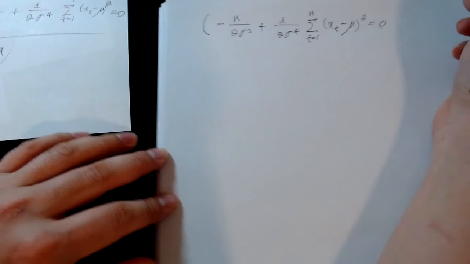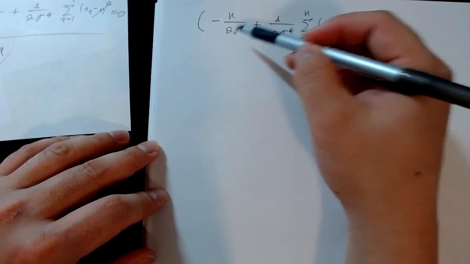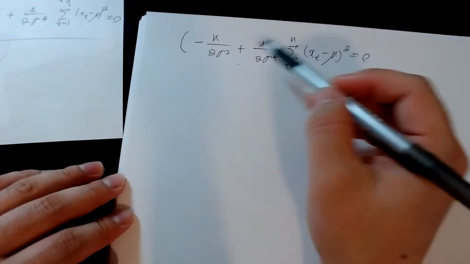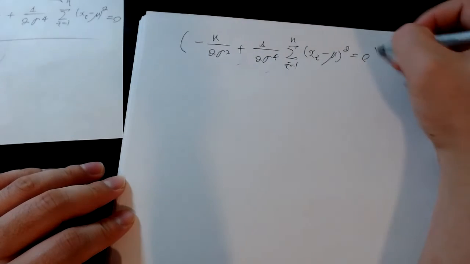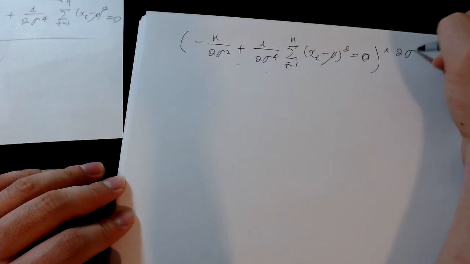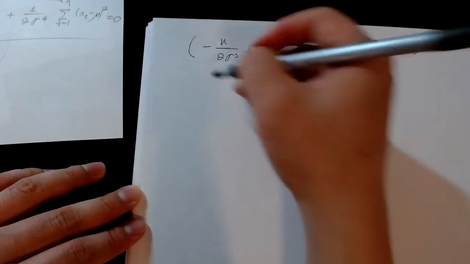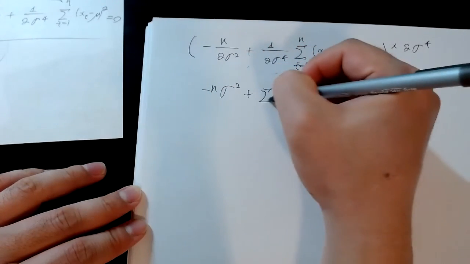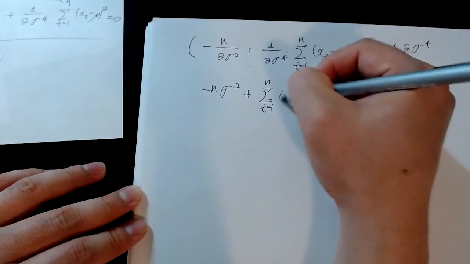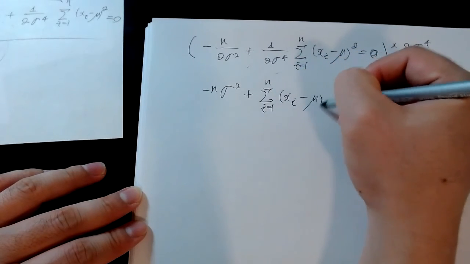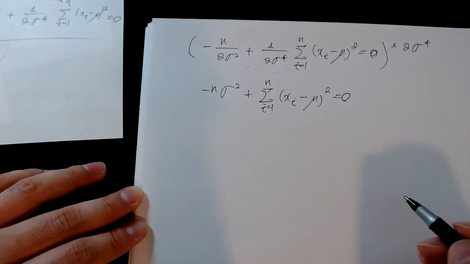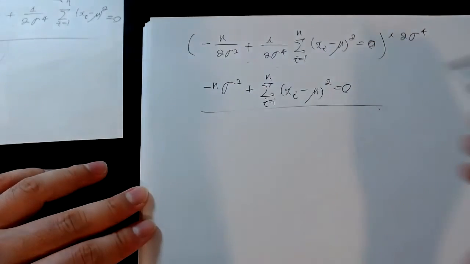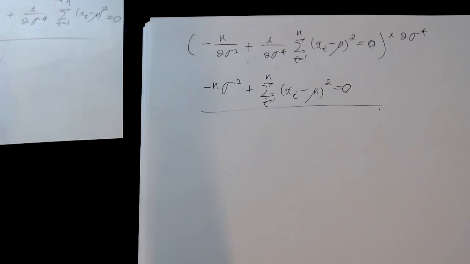To make all the fractions into non-fraction form, we multiply by 2 times sigma to the fourth power. Then we get negative n times sigma square plus the summation i equals 1 to n of (xi minus mu) square equals 0. Then we solve this equation for sigma square, because we want to express sigma square in terms of the sample statistics.